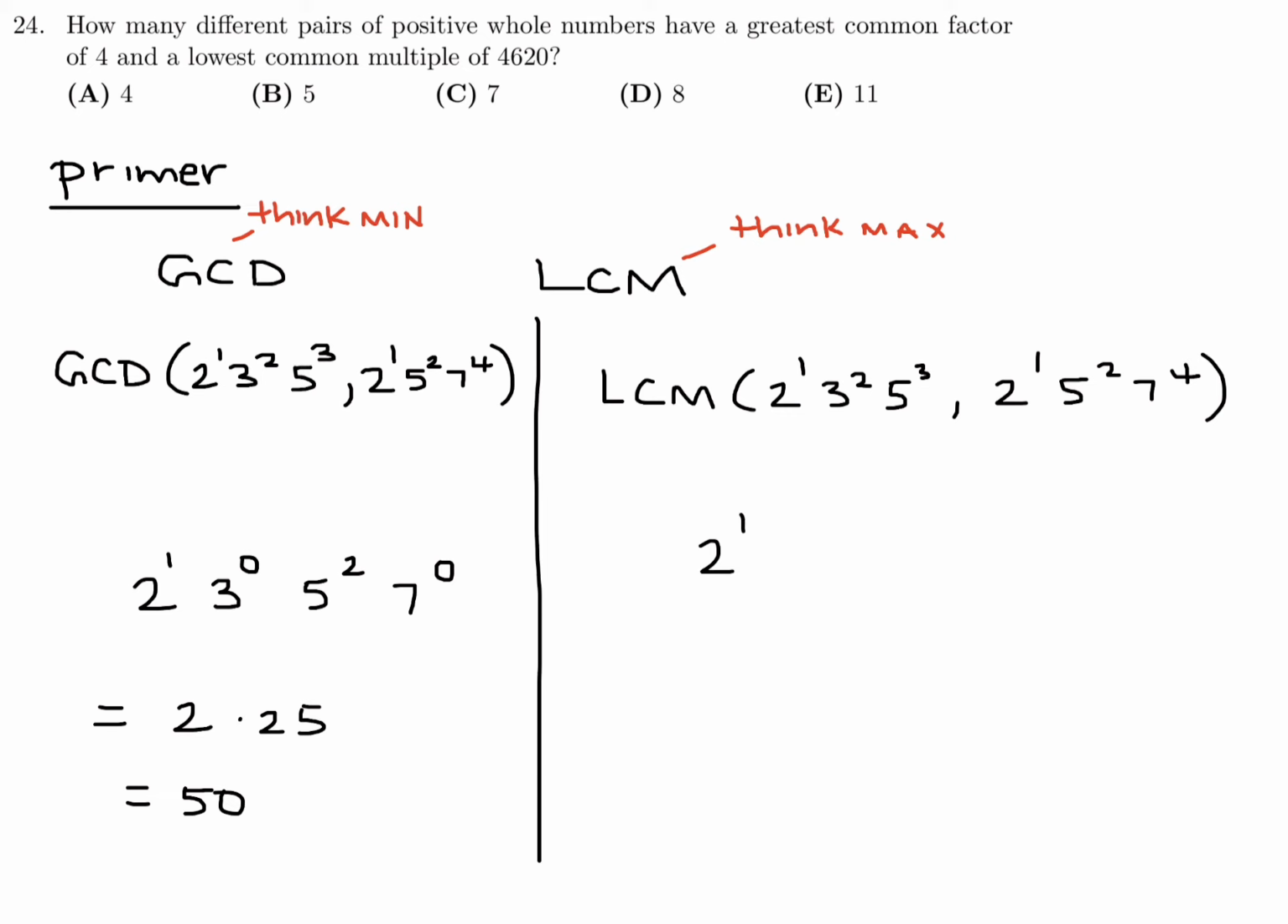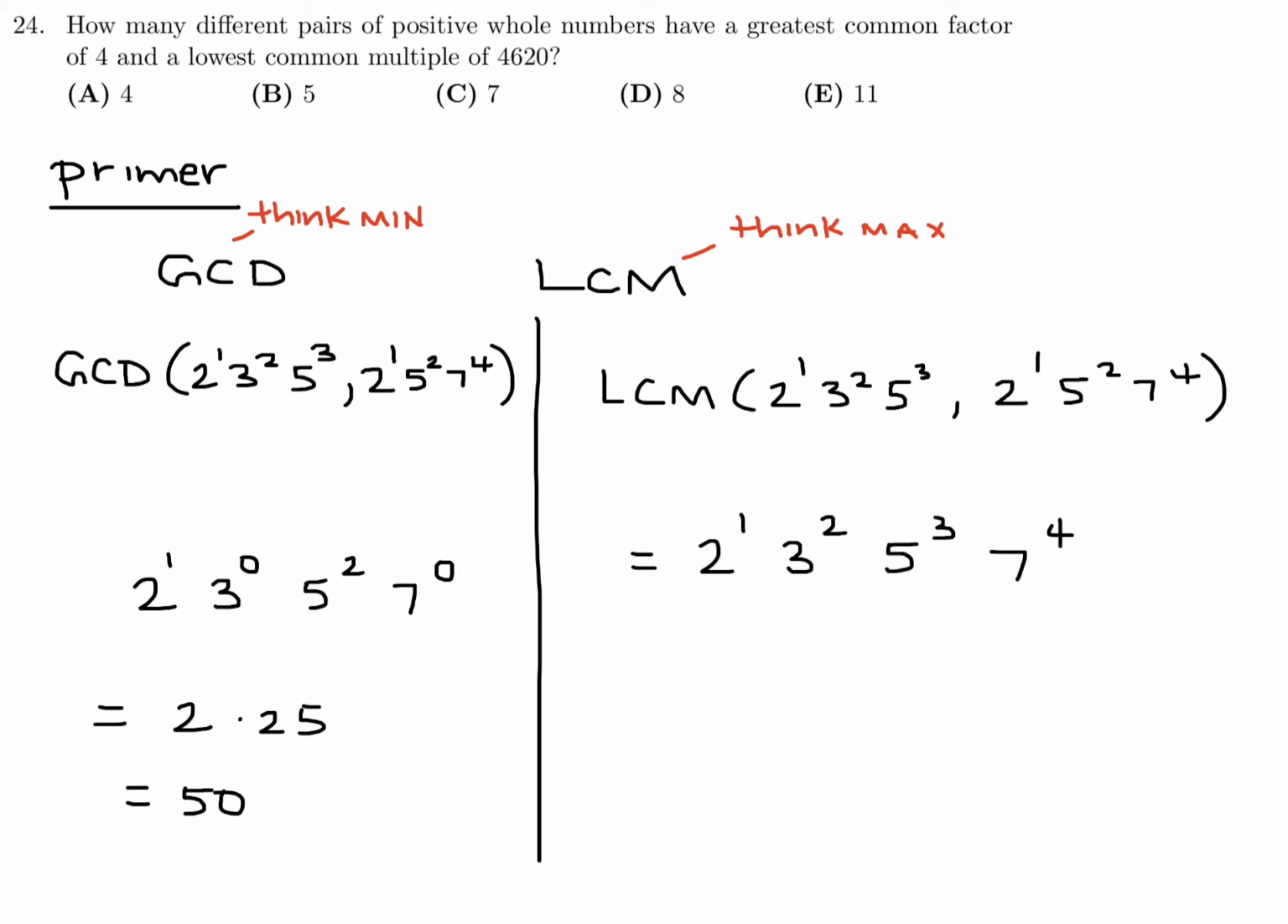So put 1. 3 is the next prime factor. It appears twice here, but it appears 0 times there. The max is 2, so there goes the 2. The next prime factor is 5. It appears 3 times here, twice here. The max is 3, so you put 3 here. And the 7, it appears 4 times here, 0 times here. The max is 4, so there you go. So this is obviously some big long number. And when you figure out what that number is, it's the LCM. So that's how you figure out GCD and LCM.